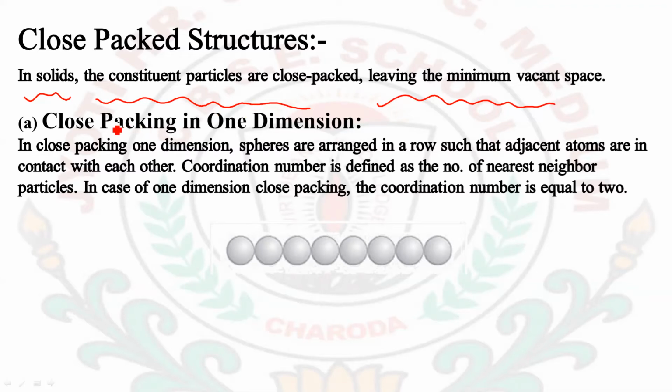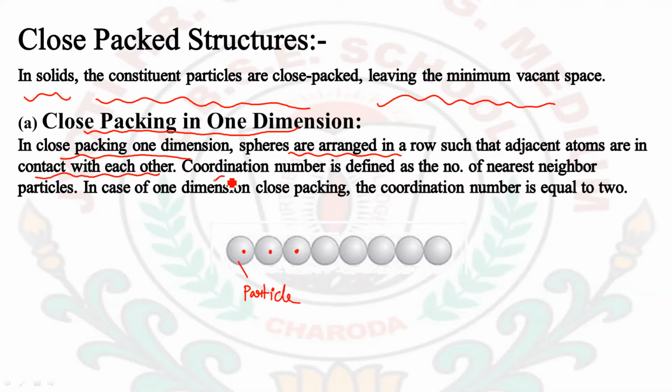If I consider close packing in one dimension only, then spheres are arranged in a row. If I consider these spheres as particles, each sphere depicts a particle of a solid. The spheres are arranged in a row such that the adjacent atoms are in contact with each other. It means that each particle must be in contact with its neighboring particles, as much as it can be.